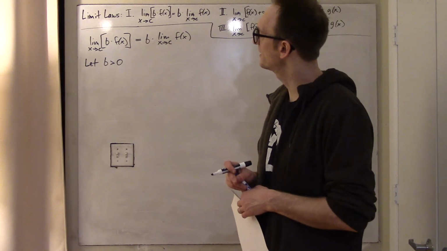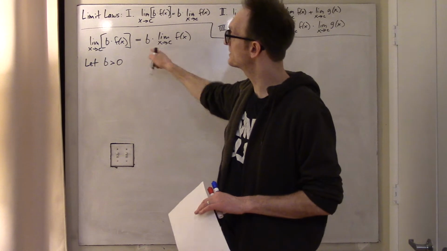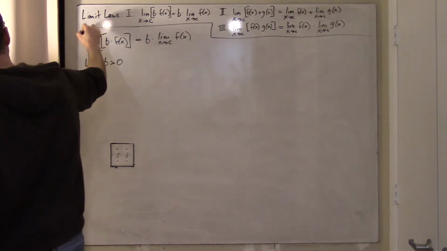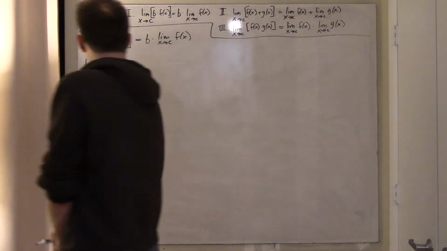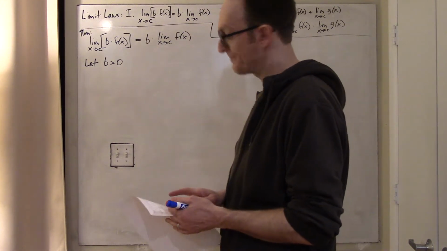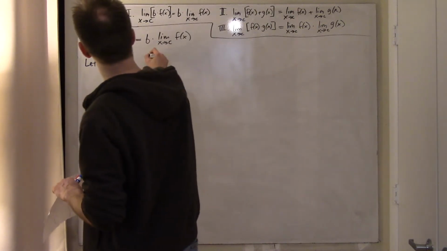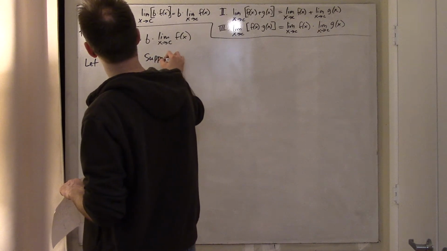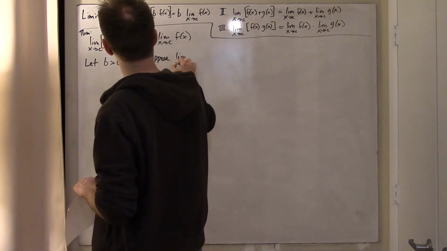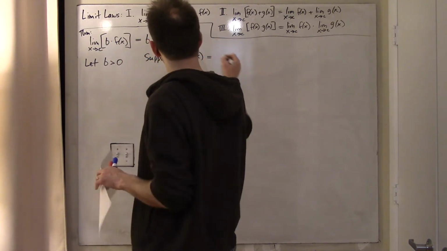And yeah, okay, well, like I said, this is our first theorem that we're going to prove, and it assumes that this limit on the right exists. Okay, so let's just suppose that the limit as x approaches c of f of x is just some number, let's call it L.